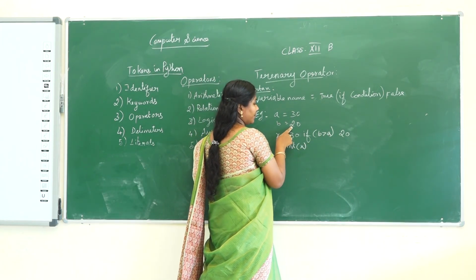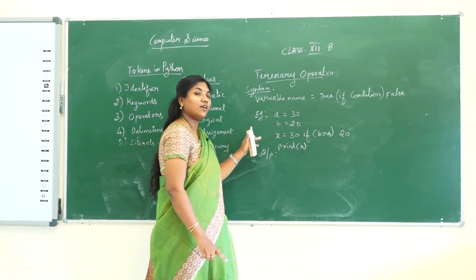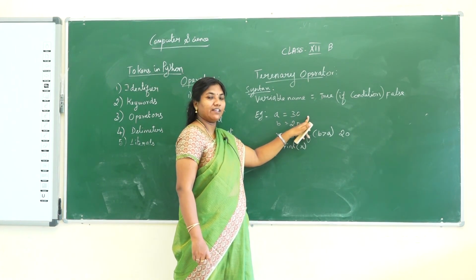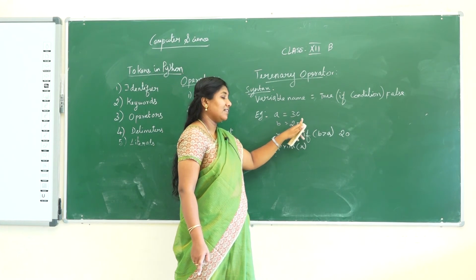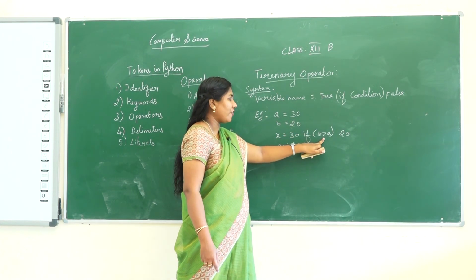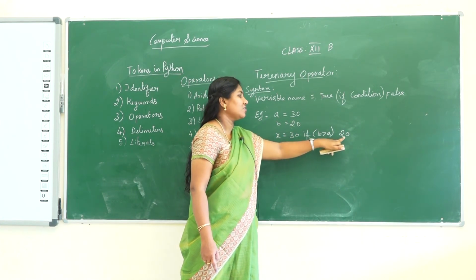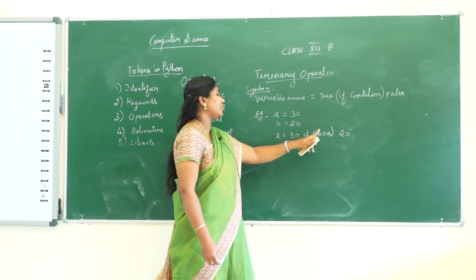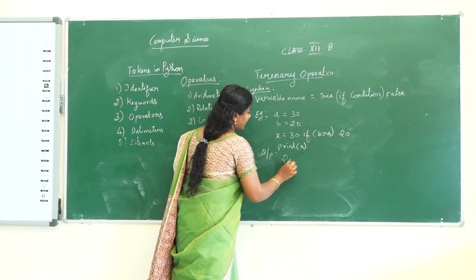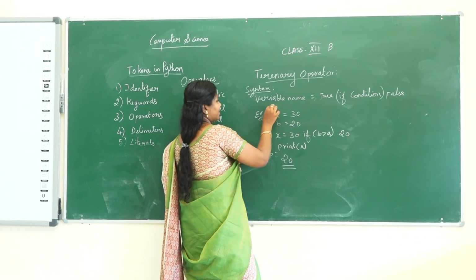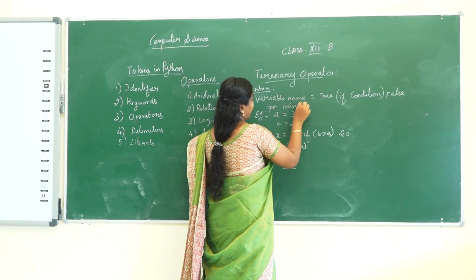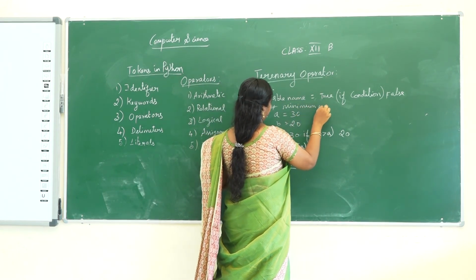So, what is the value of b? The value of b is 20. What is the value of a? The value of a is 30. So, 20 greater than 30, whether the condition is true or false? The condition is false. So, if false, which part will be displayed? The second part will be displayed. Okay, so print of x means x is equal to 20, so the output will be 20. So, this may be the program for calculating the minimum of two numbers. Okay.